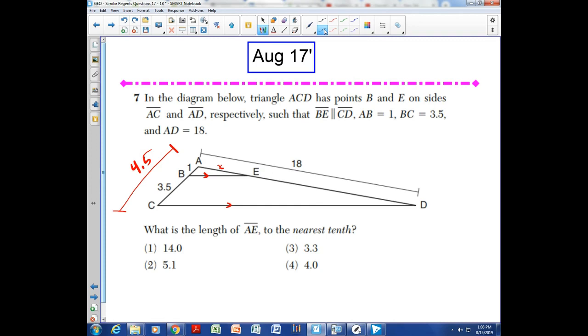Now it's much easier to make a proportion which is being consistent. For example, I can put 4.5, that whole other side over there, over the side of the smaller, which is 1, is equal to the whole entire side over here, which is 18, over the x I'm looking for. Cross multiply, 4.5x is equal to 18, divide by 4.5, and x will be equal to 4.